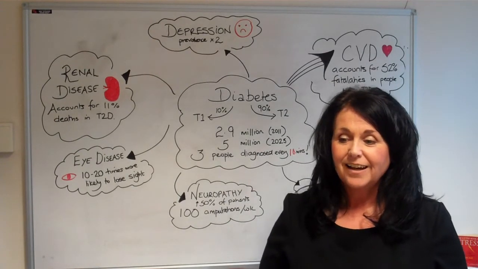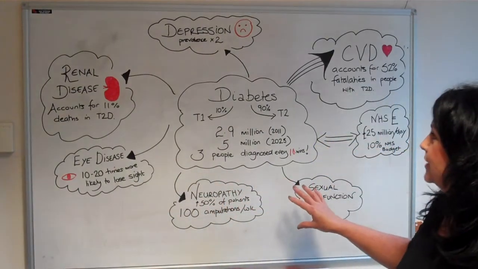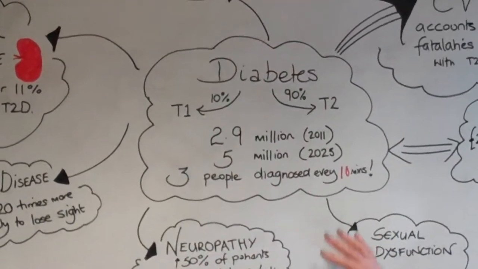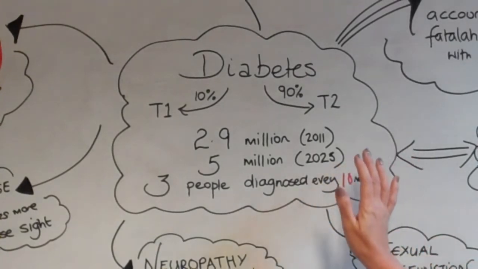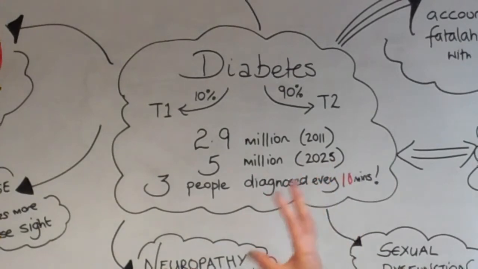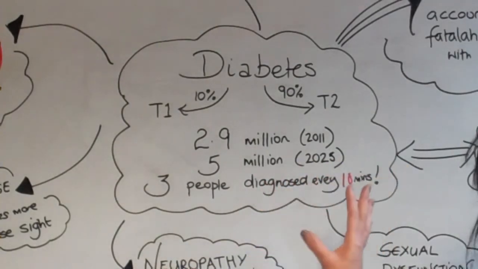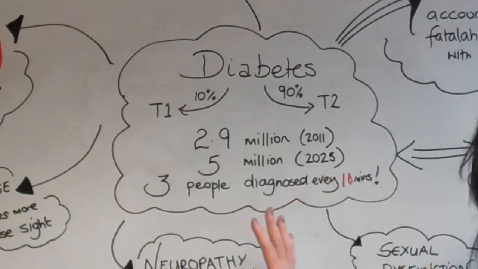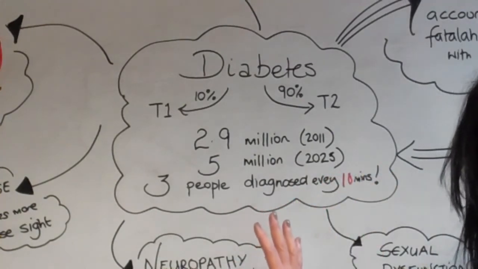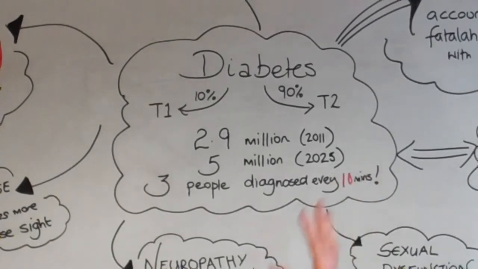professional. If we just think about some of the facts of diabetes, we know that in 2011 we have 2.9 million people diagnosed with diabetes in the UK, and it's estimated that this will rise to around 5 million by the year of 2025. A massive proportion of the population. And really what this equates to is about 3 people diagnosed with diabetes every 10 minutes in the UK.